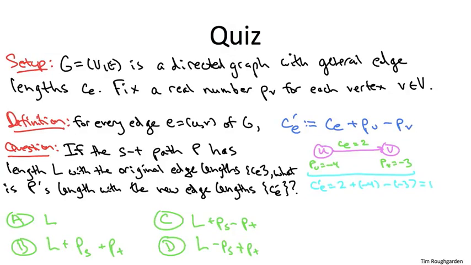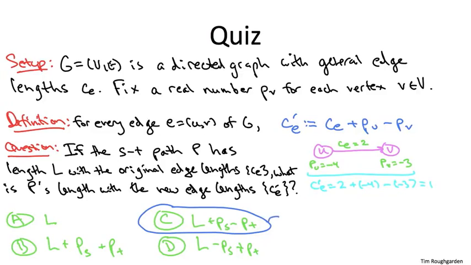So the correct answer is C. Under the new edge lengths c prime, the path P's length does not in general remain the same, but it shifts by a predictable amount, namely the difference between the node weights associated with S, the origin of the path, and T, the destination of the path.